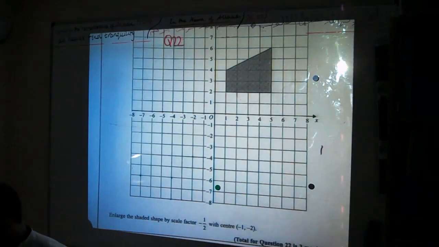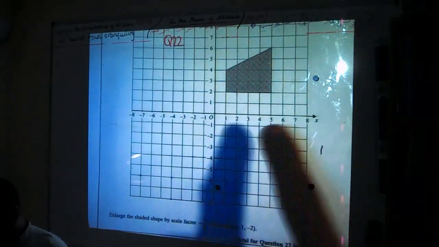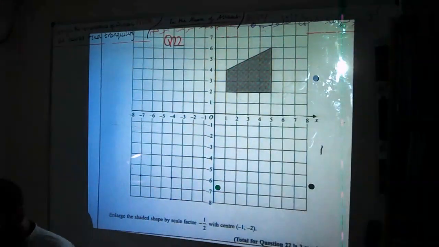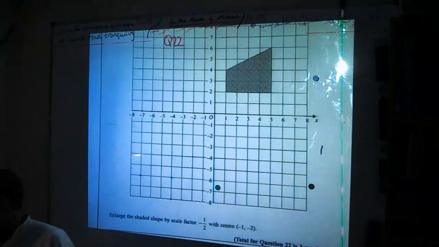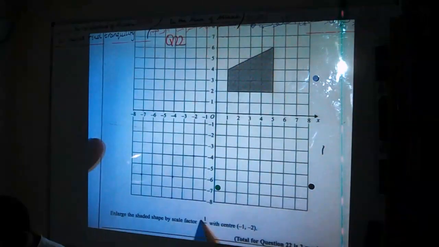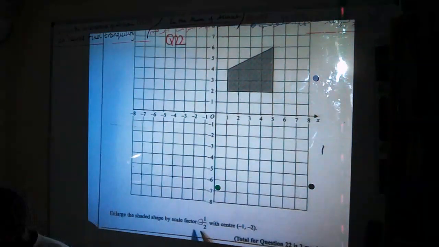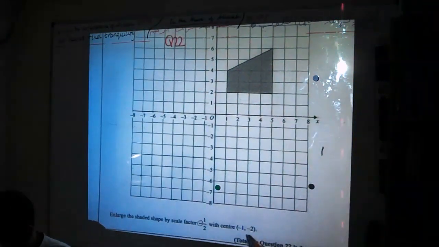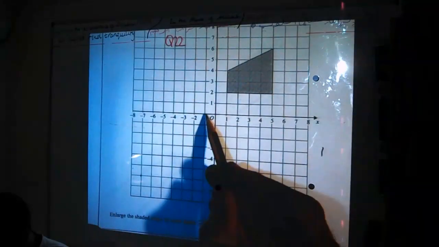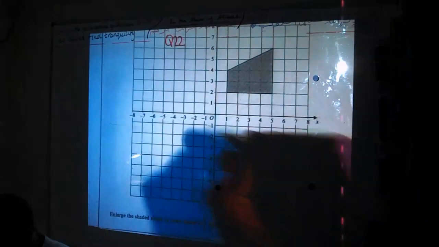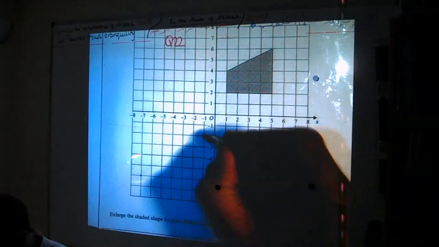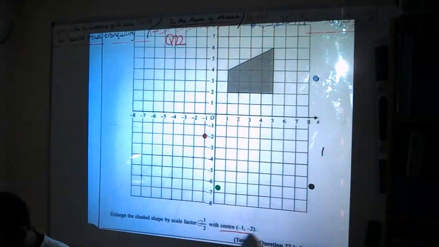We're looking at question number 22, which is looking at enlarging the shaded shape, which is this one here, by the scale factor minus a half, from the centre minus 1, minus 2. This minus here indicates that we have to first of all find our centre, minus 1, minus 2, over here. That's our centre.